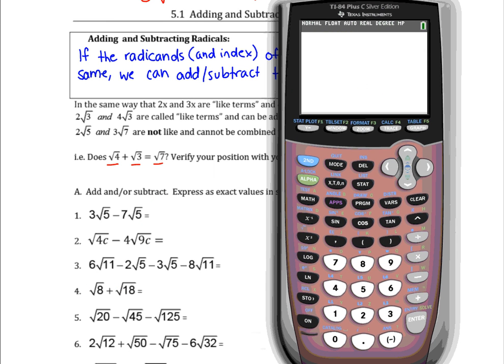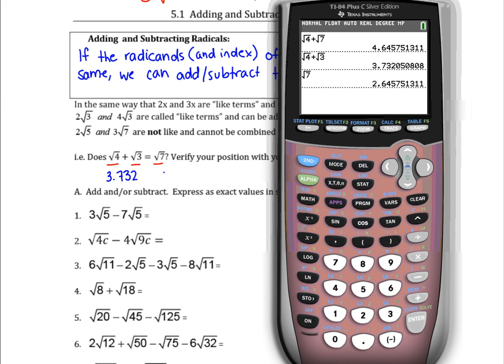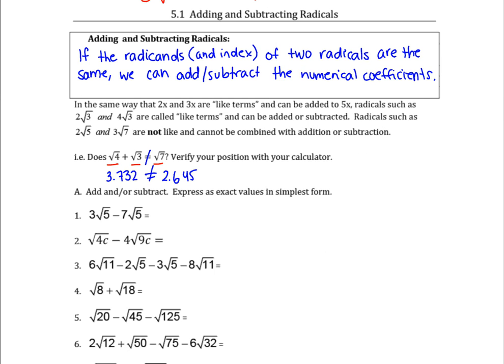So let's quit out of here. Root 4 plus root 7, what does that equal? Nope. Oh, root 4 plus root 3. I don't trust myself these days. Okay, so 3.732. And what is root 7 equal to? 2.645. So these are definitely not equal to each other, right? So you can't just add the radicands together. We keep the radicands the same. As long as the radicands are the same, we can add the coefficients together.